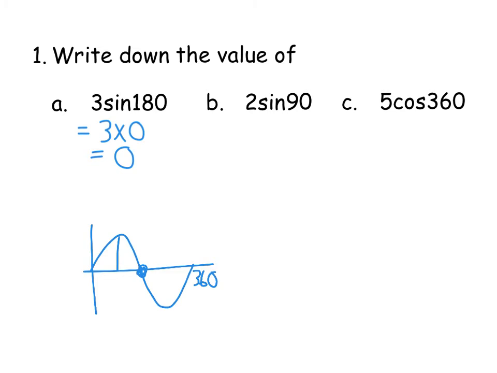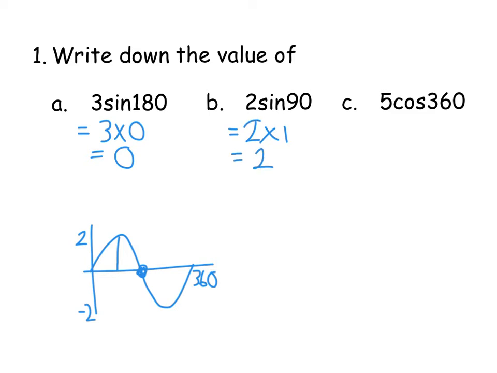So sine 90 would normally be 1, but this is a 2 sine 90 graph. So it's 2 times 1, or if it's a 2 sine 90 graph, remember that goes from 2 to -2. So the highest point would be 2. Either way, it's 2 times 1, it's 2. Okay.